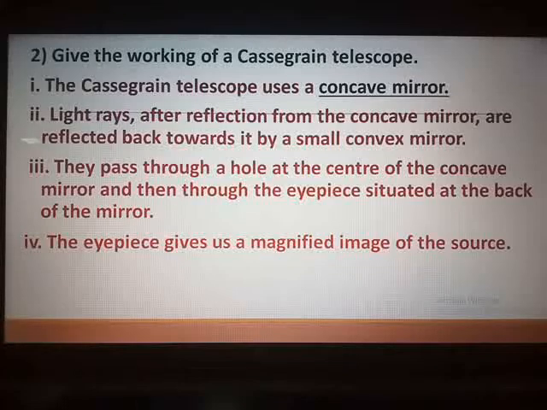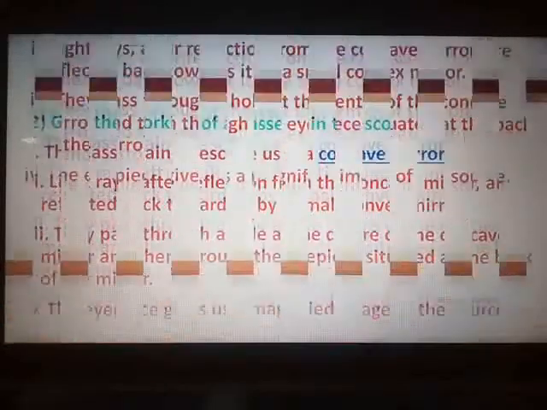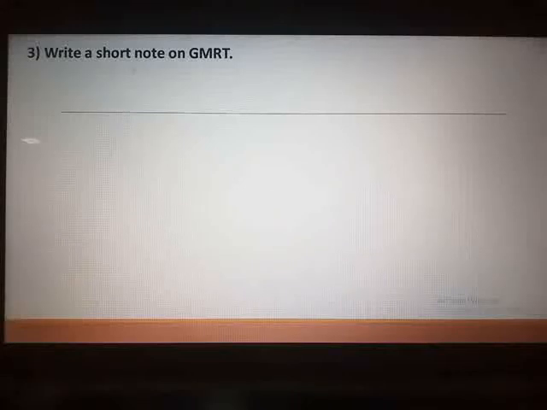The last additional question to finish with this chapter is question number 3. Write a short note on GMRT, that is Giant Meter Wave Radio Telescope. It can be a question for 5 marks. Mark the answer on page number 212, the peach colored block which is there in the center. Mark the points carefully. Again, a lengthy answer. You can shorten the answer if you wish.